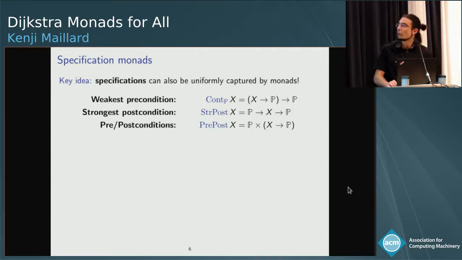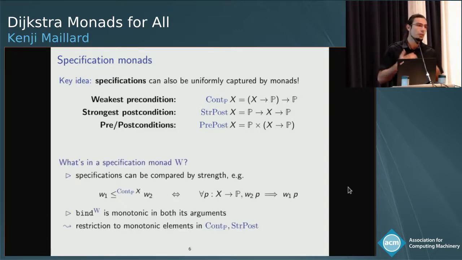And so all these monads actually share some kind of interface, meaning that they are equipped with an ordering corresponding to how strong one specification is with respect to another. And the bind operation on these monads is monotonic with respect to this ordering. And so our goal is to use these specification monads in order to specify programs with all kinds of effects.